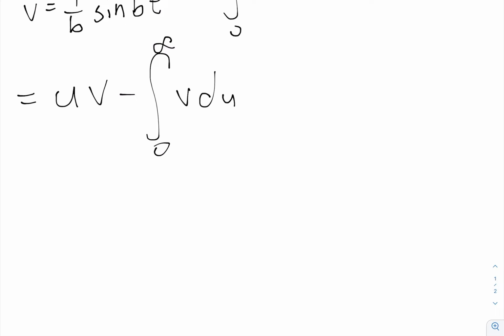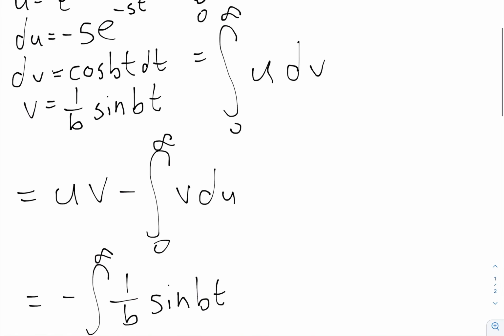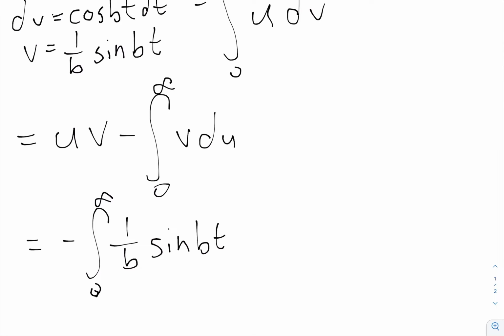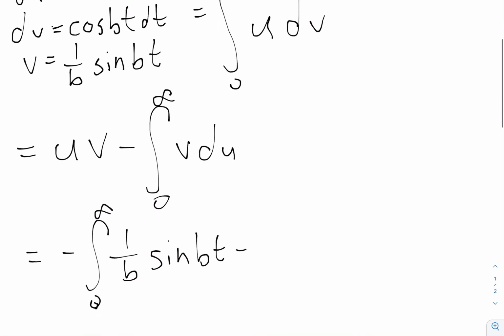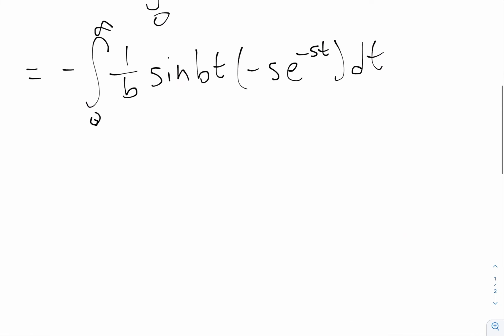So we're left with minus the integral from 0 to infinity of 1 over b sine bt. I'm just plugging in what we know. So v was that, and then du is negative s times e to the negative st. And there's a dt on that because we're integrating with respect to time.